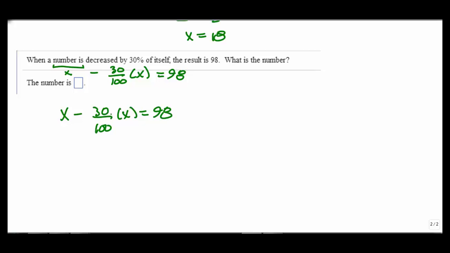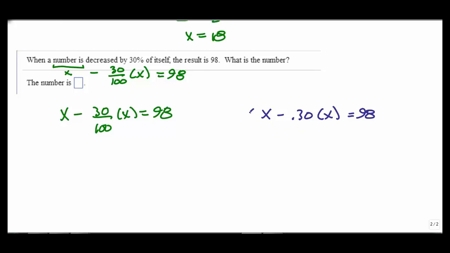So this is a number decreased by 30% of itself is 98. Now, if you are more comfortable working with decimals, I could call this 0.30x equals 98. So this is the number decreased by 30% of itself. It's just your preference, whichever preference yours is with fractions or decimals. I'll solve this using the decimal.